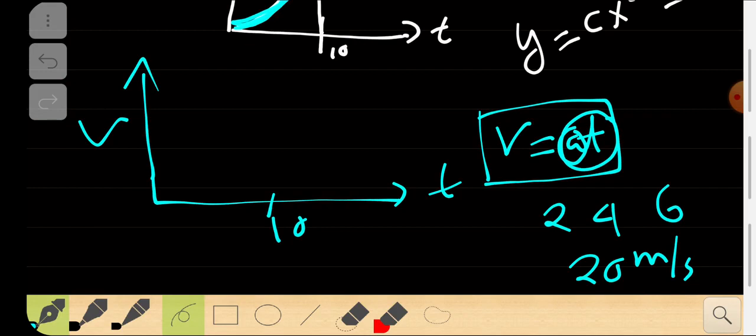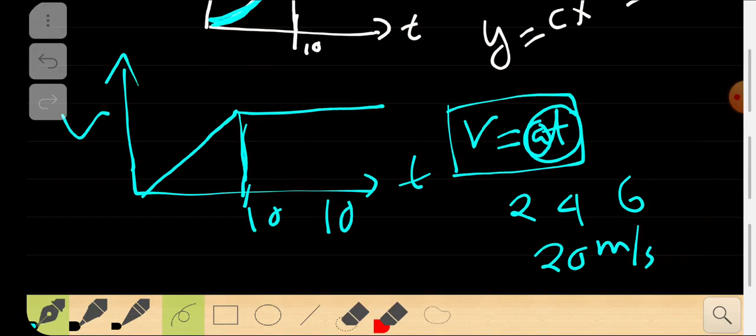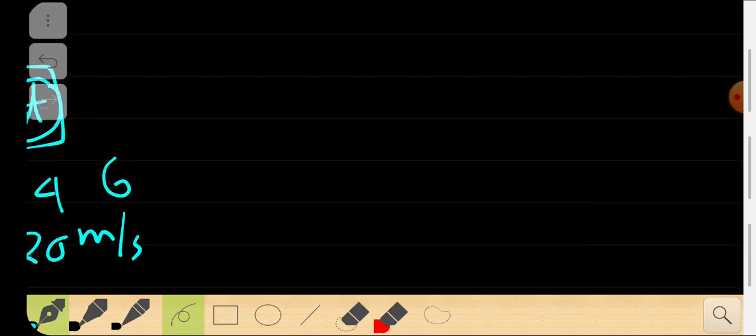So it's a straight line like that, and after reaching 10 seconds, the velocity is 20 meter per second. So it's a straight line for the final 10 seconds. In the initial 10 seconds it will be a line with the slope a, right?